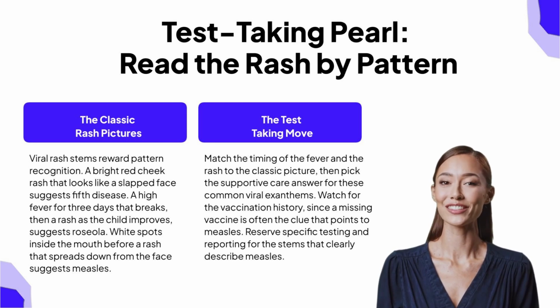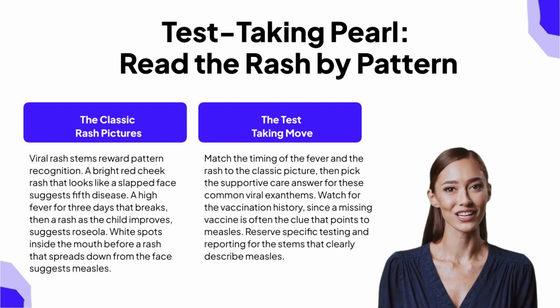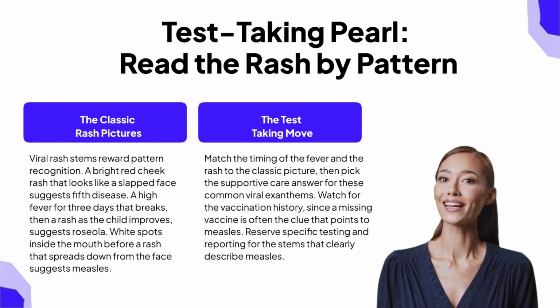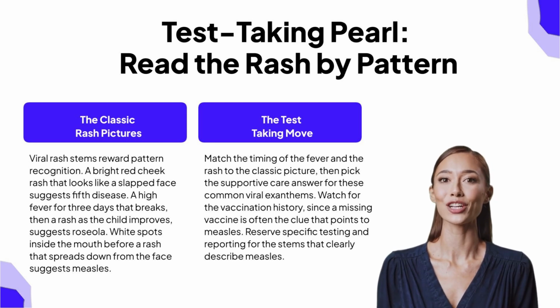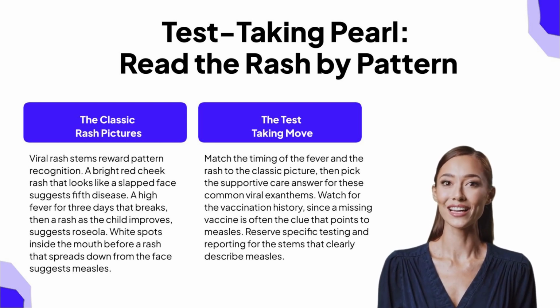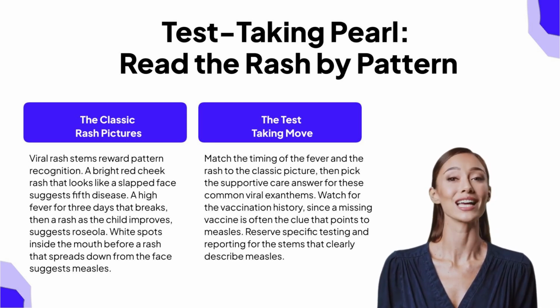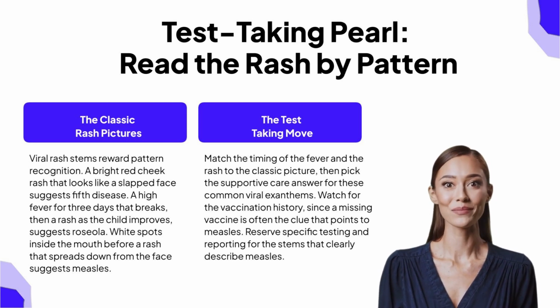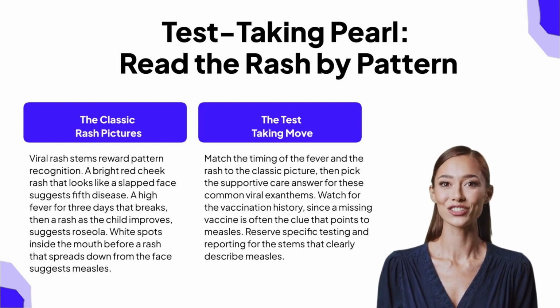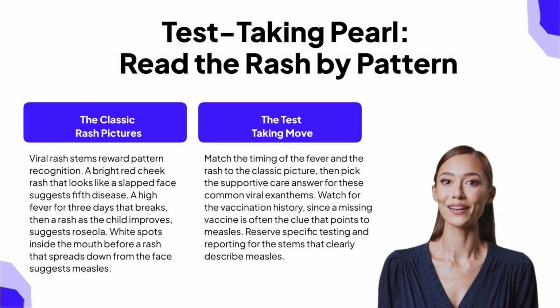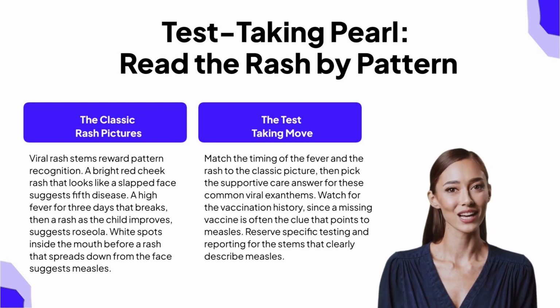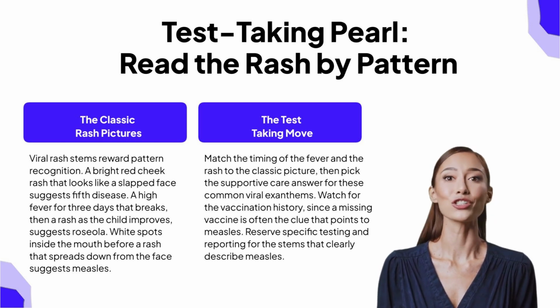Tiny white spots inside the mouth before a rash that spreads downward from the face, especially in a child who is not vaccinated, suggests measles. Now the test-taking move. Match the timing of the fever and the rash to the classic picture, then choose supportive care for these common viral rashes. Always check the vaccination history, because a missing vaccine is often the clue that points you to measles, and save specific testing and public health reporting for the stems that clearly describe it.